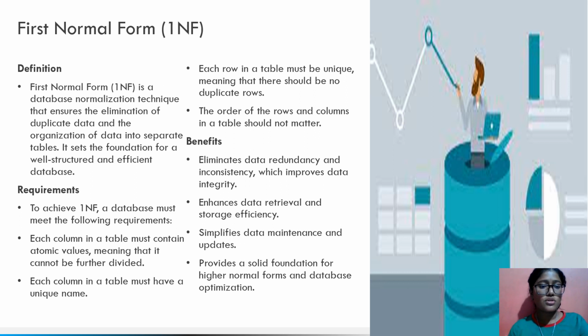Definition. First normal form is a database normalization technique that ensures the elimination of duplicate data and organization of the data into separate tables. It sets the foundation for a well-structured and efficient database. Requirements. To achieve first normal form, a database must meet the following requirements.